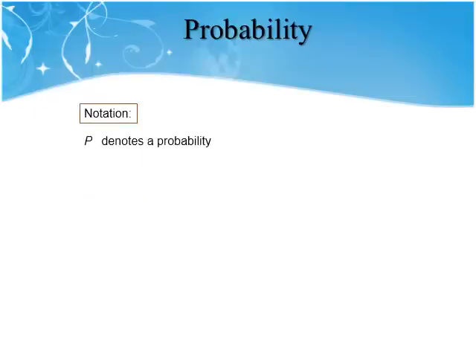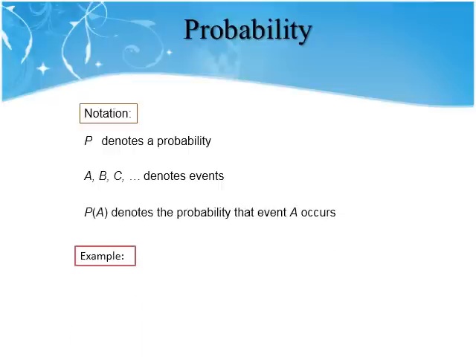A couple notational issues. We use capital P to denote the probability, and this will be a number. We use A, B, and C to denote events. So these aren't numbers, but they're events, such as rolling a sum of 7 on a pair of dice, or getting 2 girls and a boy out of 3 births. Putting them together, P of A, or P of B, or P of C would denote the probability that that event A, B, or C occurs.